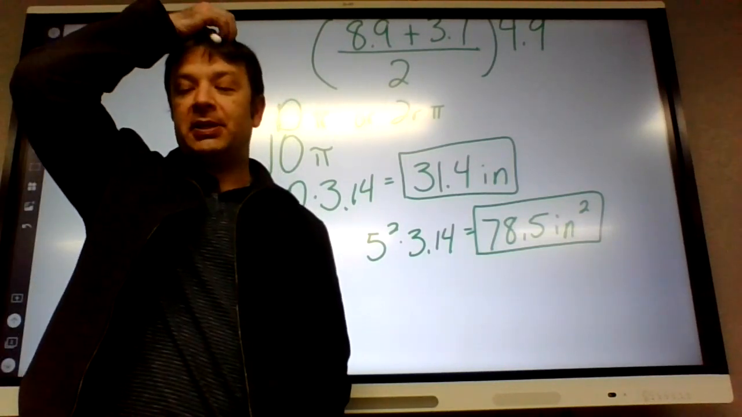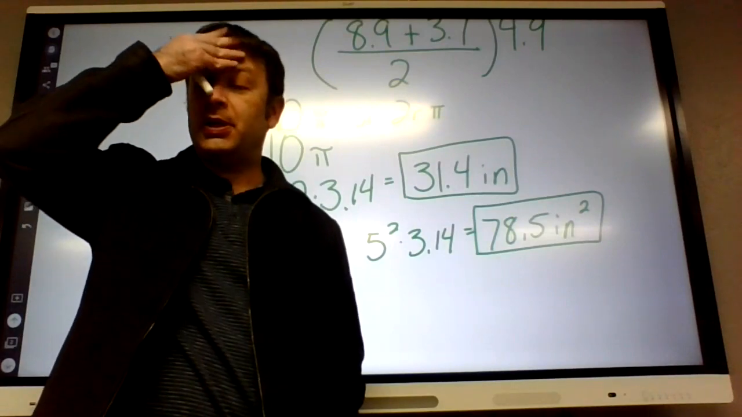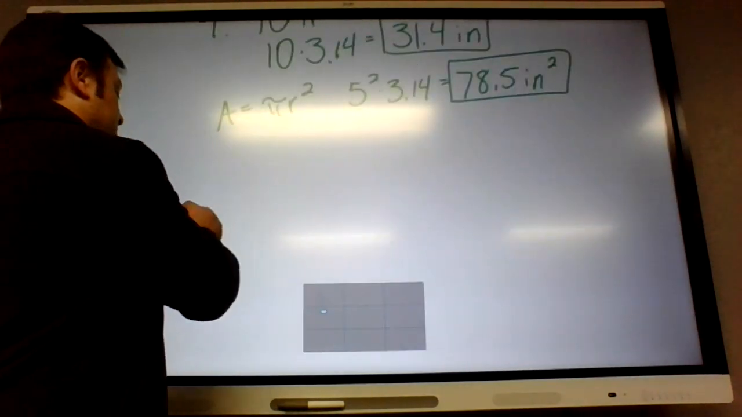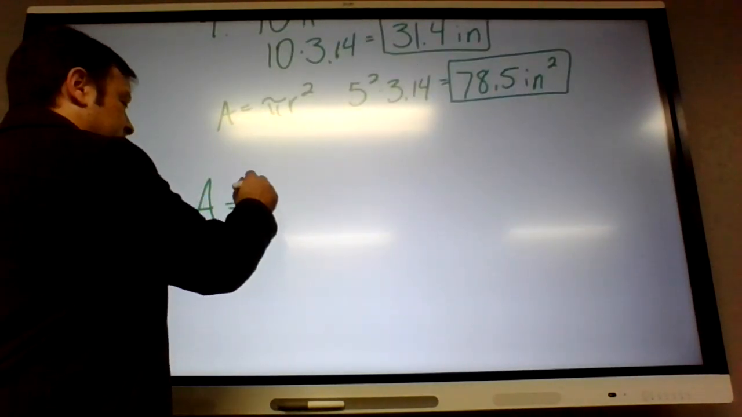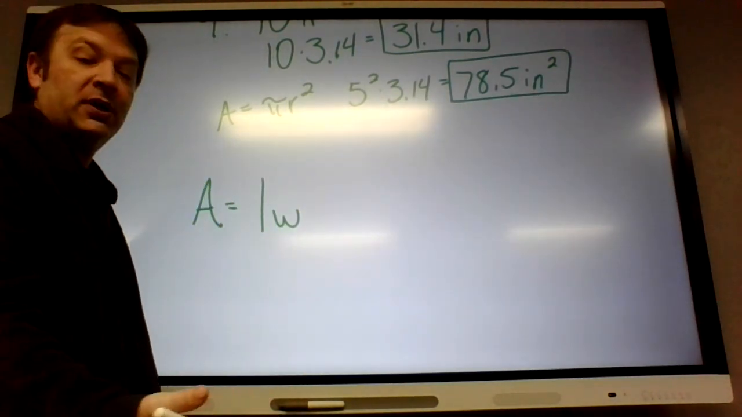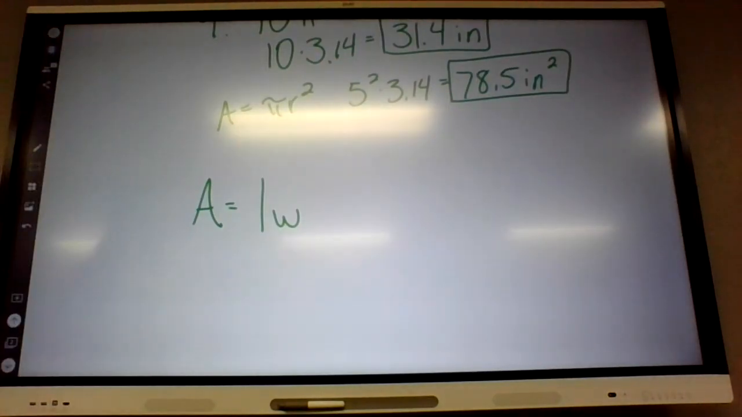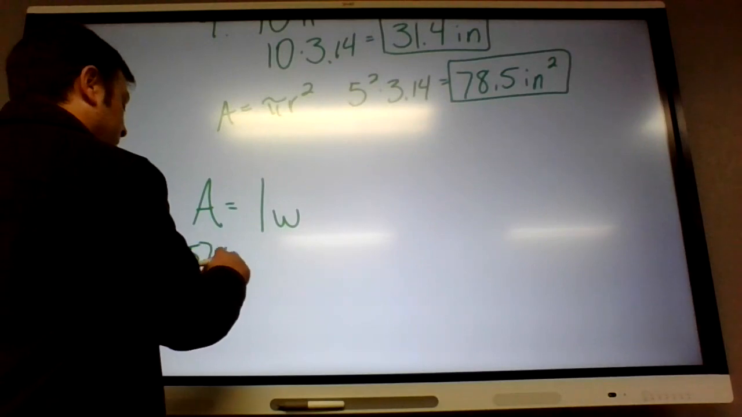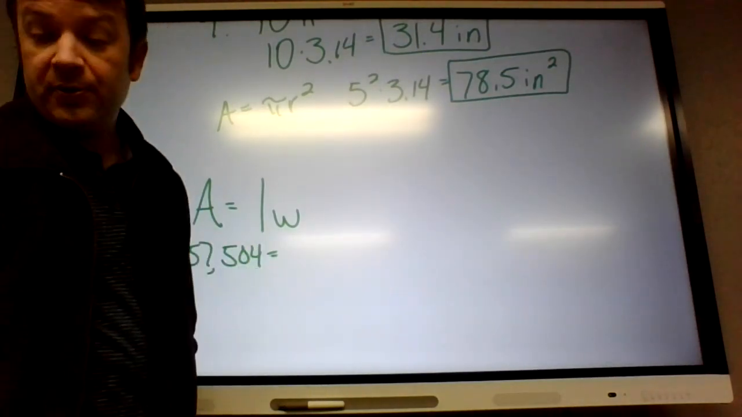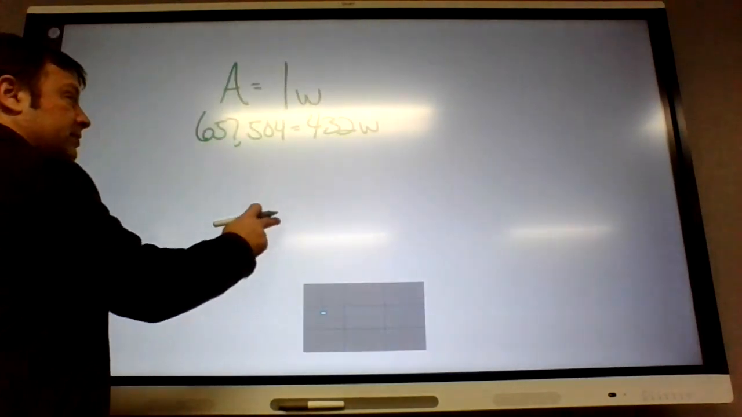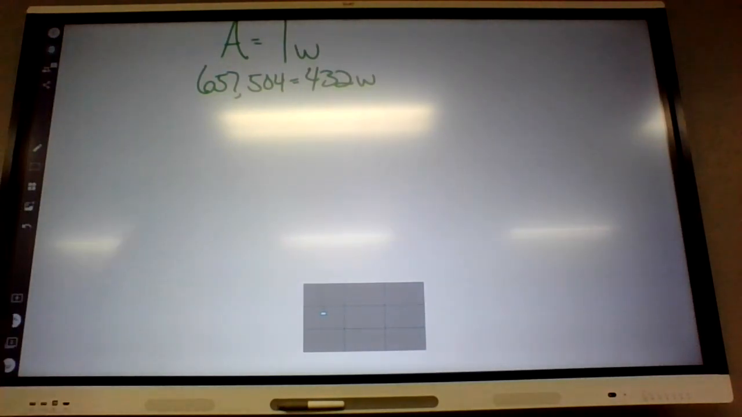Number 11: a rectangle has a length of 432 millimeters and an area of 6. Okay. So, what's the area formula for a rectangle? Length times width. Usually they use length and width or base and height, but it doesn't really matter what words or letters you use. It's just those two multiply to get the area. So if we know the area is 657,000, what was it, 4,504, and we know that the length is 432, how would we find the width? Divide by 432. Divide, yes.